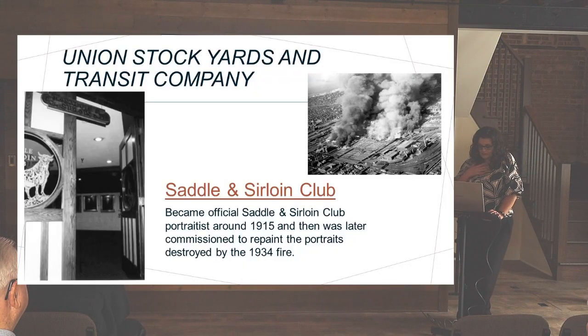were destroyed by the Chicago Union Stockyard fires of 1934, which is the picture at the top. Now, this was the second most destructive fire in the city's history after the Great Chicago Fire of 1871 in terms of property damage and buildings lost.